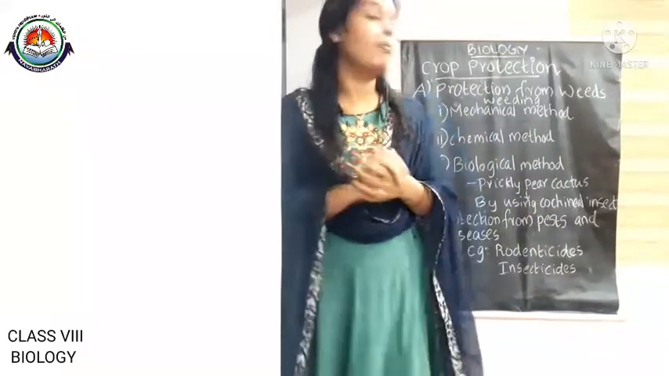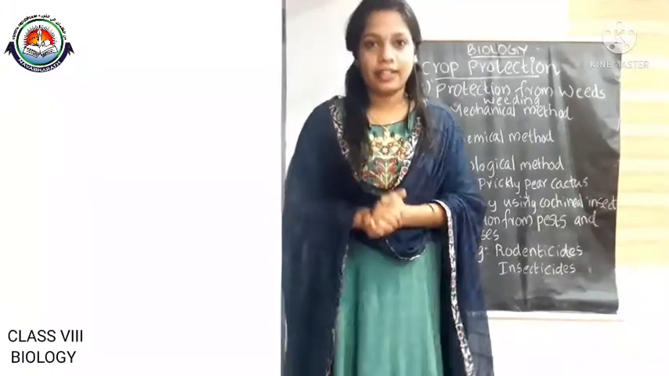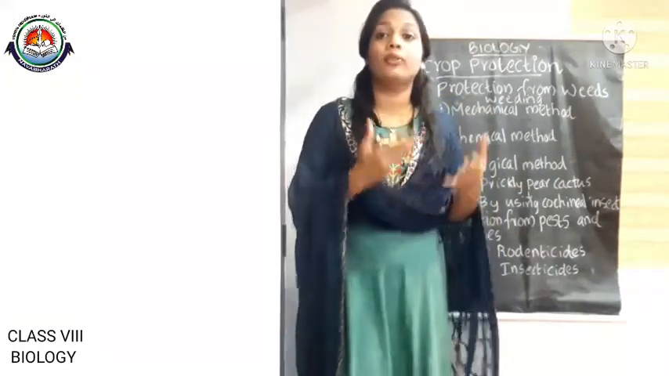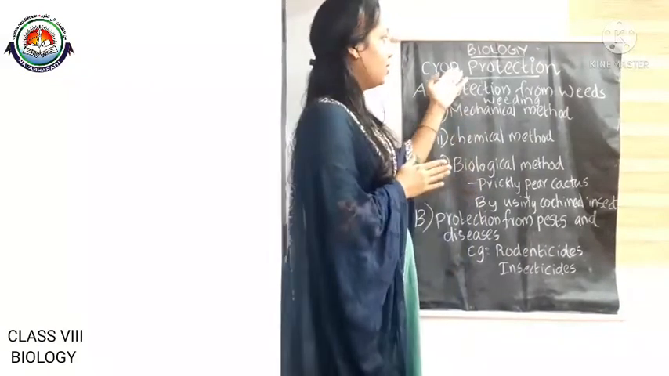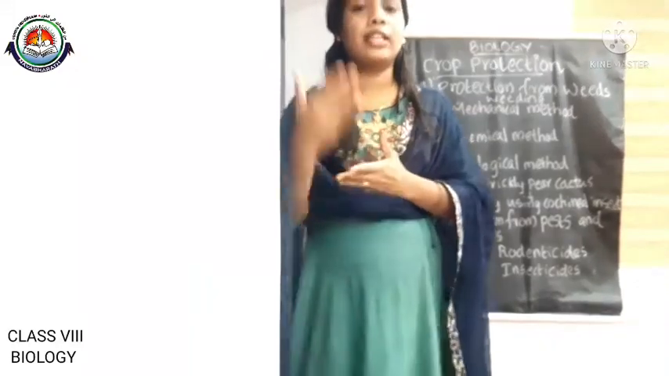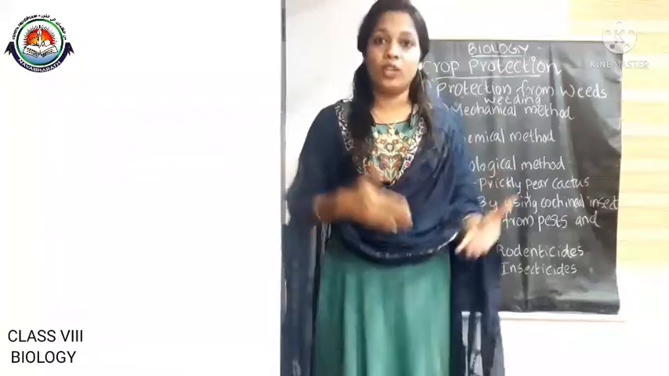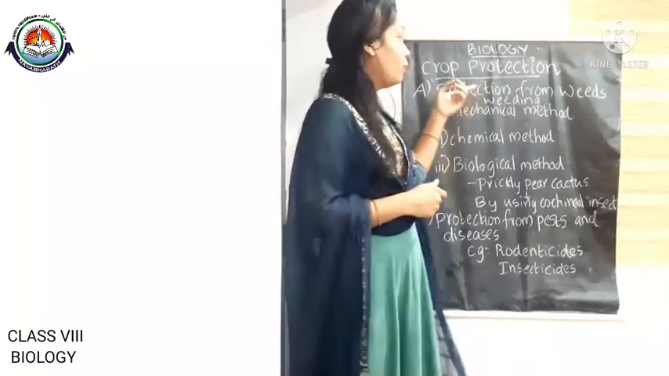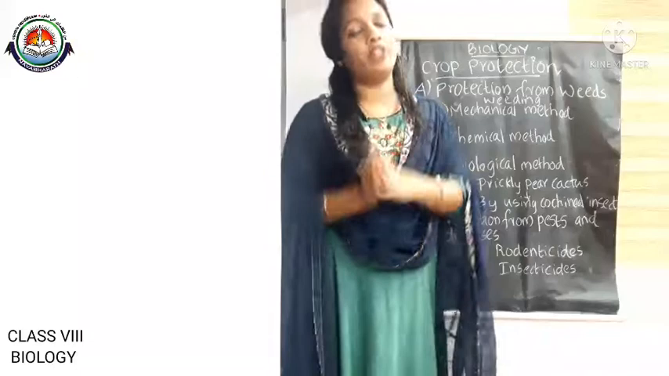Today we will discuss crop protection, which is the fifth step in agricultural practice. In our previous class, we discussed irrigation and different methods of irrigation, and in today's class, we are discussing crop protection. We know that the crop that we grow in the field must be protected from insects, pests, weeds, etc. Right? So first we can discuss protection from weeds. How can we protect the crop from weeds?